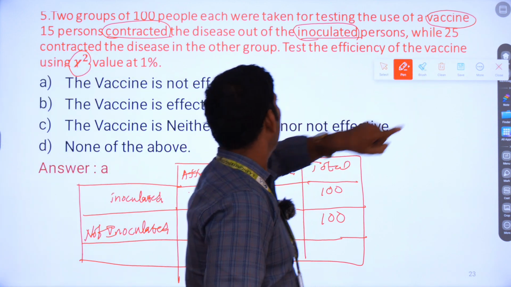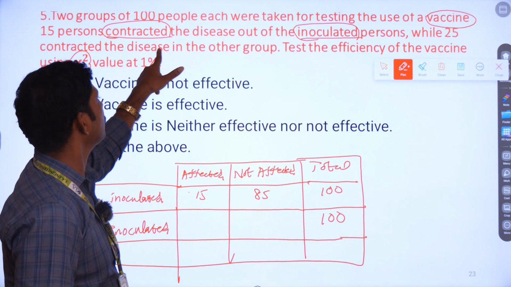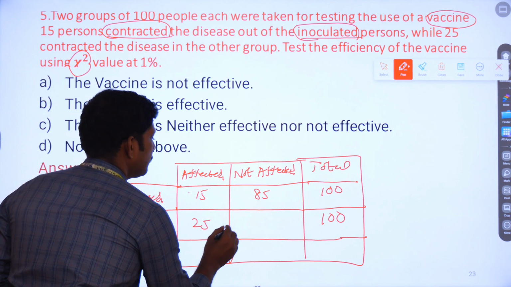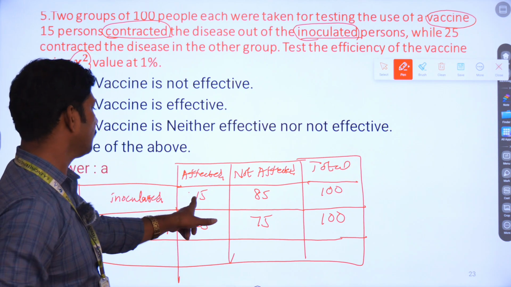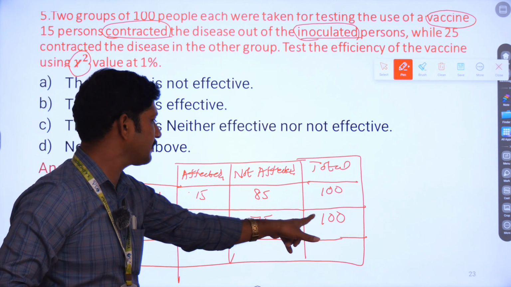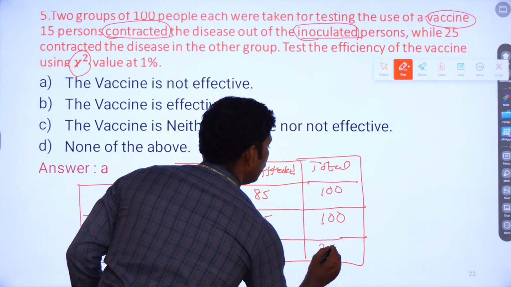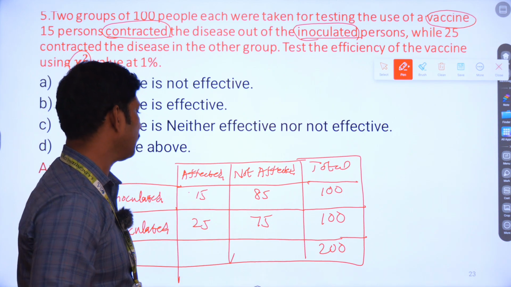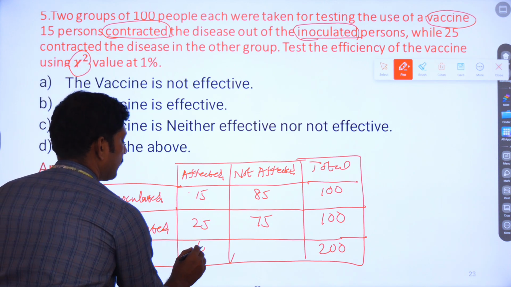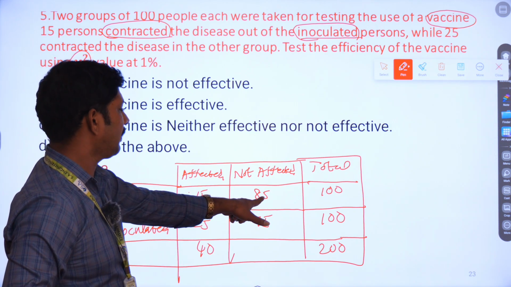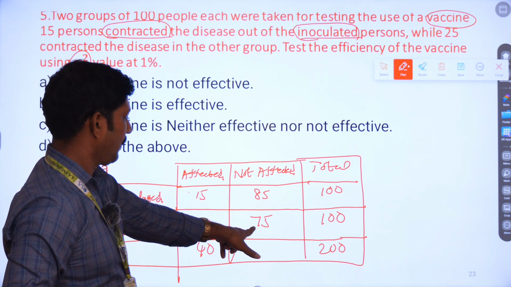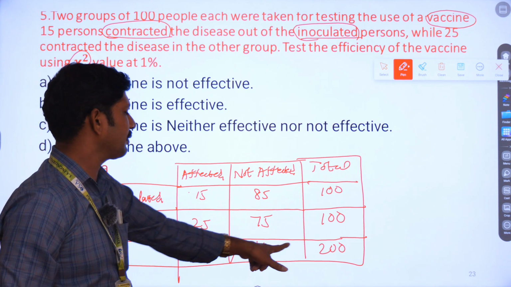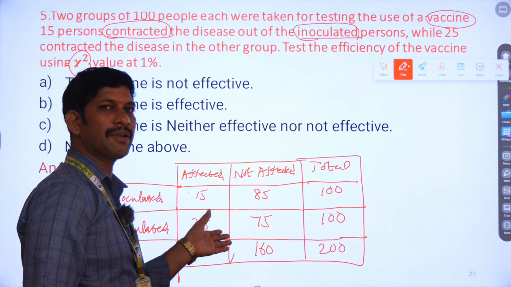As well as the other group, 25 contracted the disease. Other group means the non-inoculated group. Therefore 25 affected means the remaining 75 not affected. The sum of 15 plus 85 is 100, and 25 plus 75 is also 100, that is the row total, so it becomes 200. We already know the row total and column total should give the same frequency. Therefore 25 plus 15 becomes 40, 85 plus 75 is 160, and 160 plus 40 is 200.